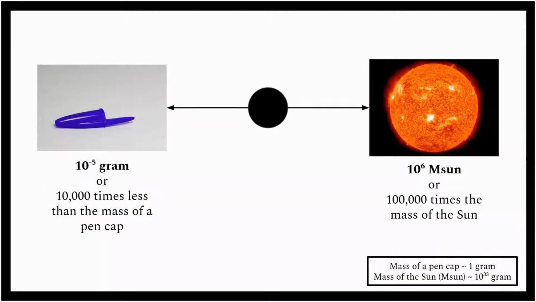For example, a pen cap roughly weighs a gram. I Googled this, I did not know this before. A primordial black hole could be 10,000 times less than the mass of a pen cap, but it could also be about 100,000 times heavier than the mass of the sun. So that's a huge range. And this means that we can look at literally any region at all and wonder about primordial black holes.